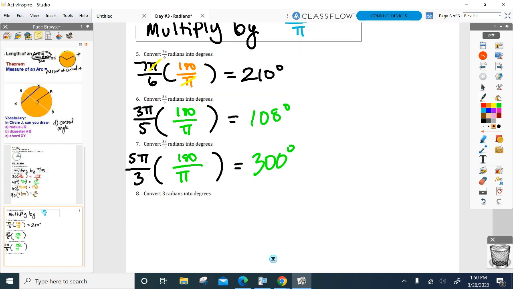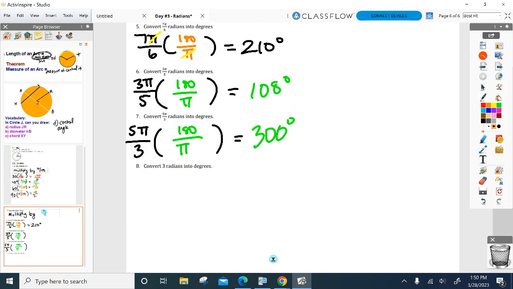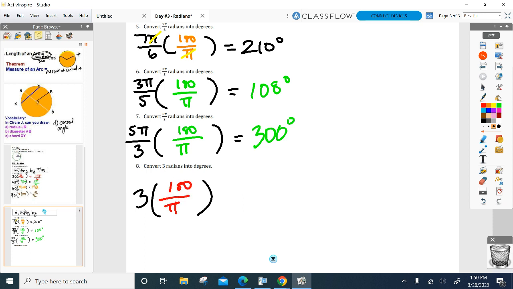So what do I do with an angle of 3 radians? Same thing I've been doing. I multiply it by 180 over pi. Only difference? Is the pi going anywhere? No. Don't add a pi in. 3 pi is different than 3. Don't add a pi in. The pi's won't cancel.